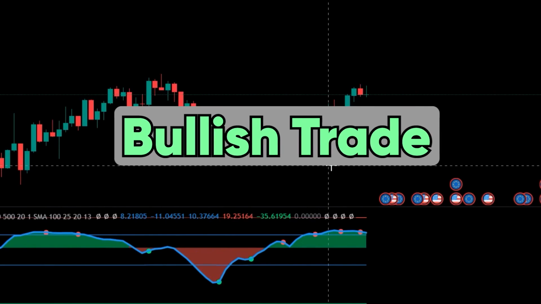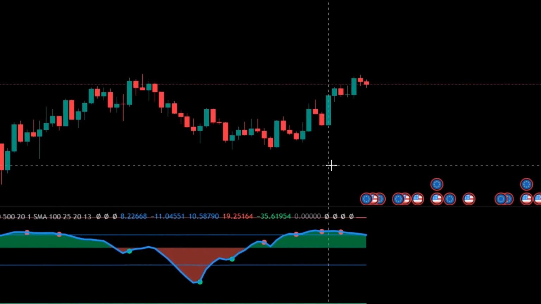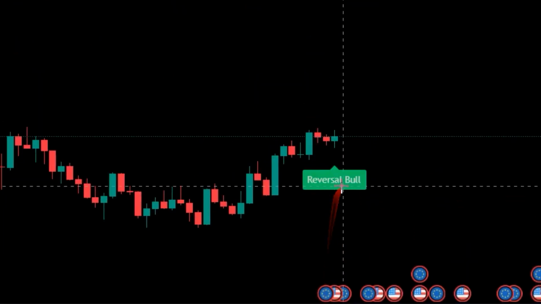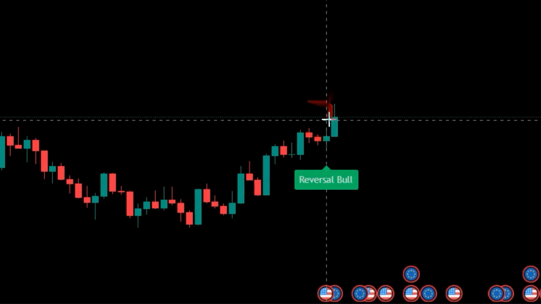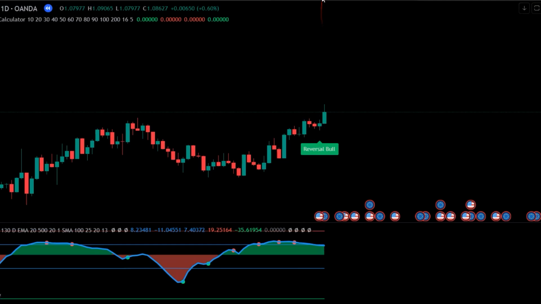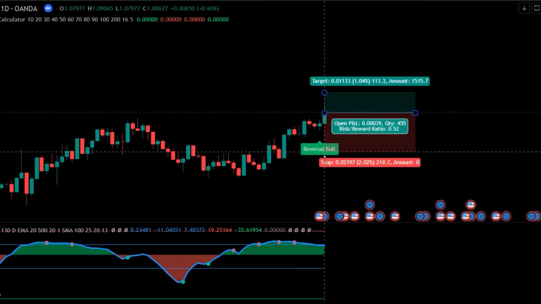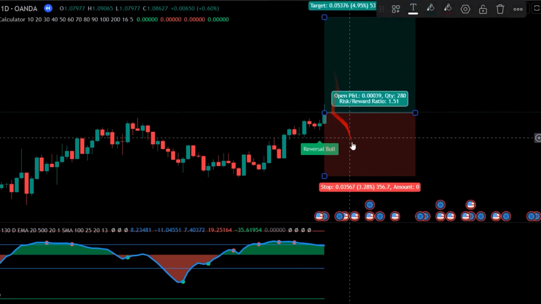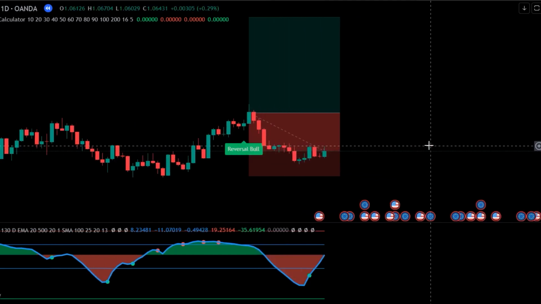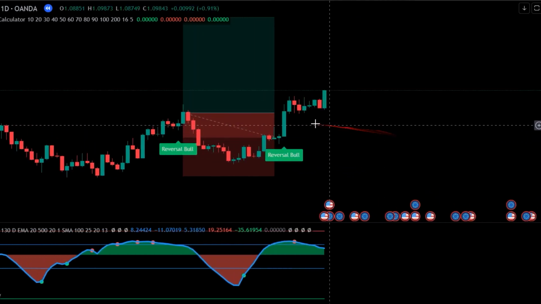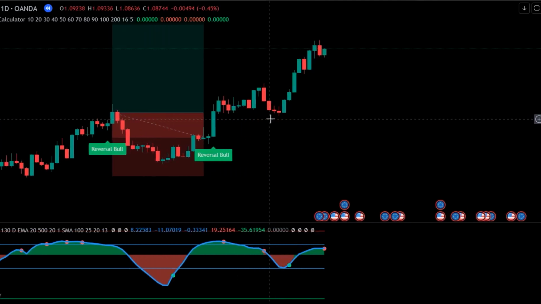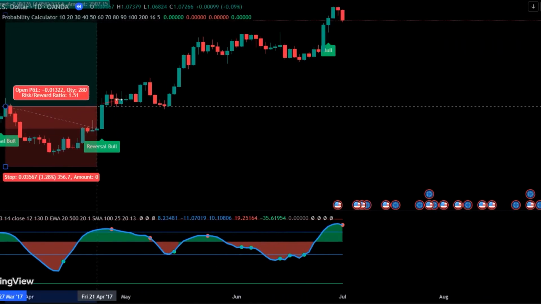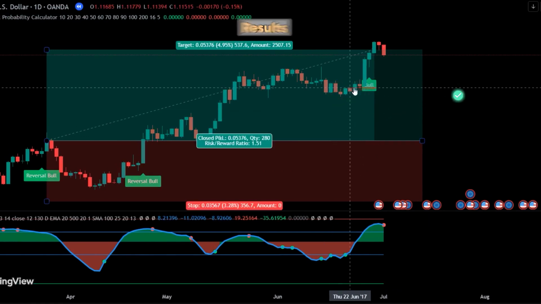Bullish trade. The reversal indicator gives a buy signal. The EMA of slopes is green. A bullish candle forms confirming our entry. We place a buy order. Stop loss at the previous low, take profit at 1 to 1.5 ratio. Results: trade hits our target.